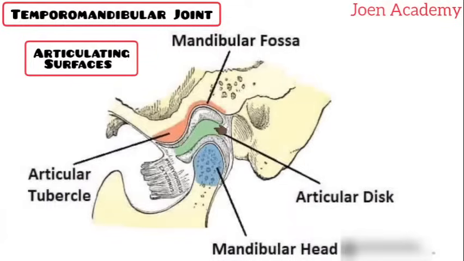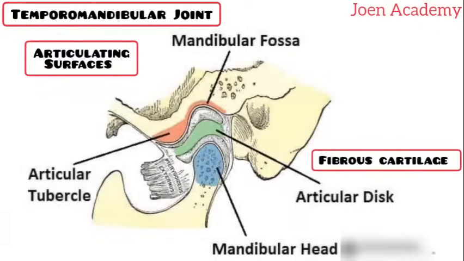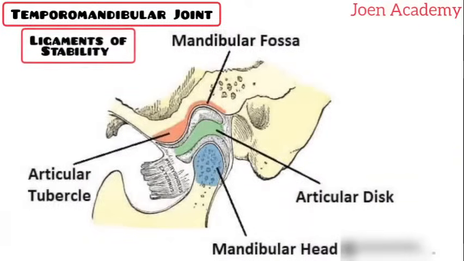The presence of such a disc splits the joint into two synovial joint cavities, each lined by the synovial membrane. The articular surface of the bones are covered by the fibrocartilage, not hyaline cartilage. Let's have a look at the various ligaments that bring about stability to this joint.